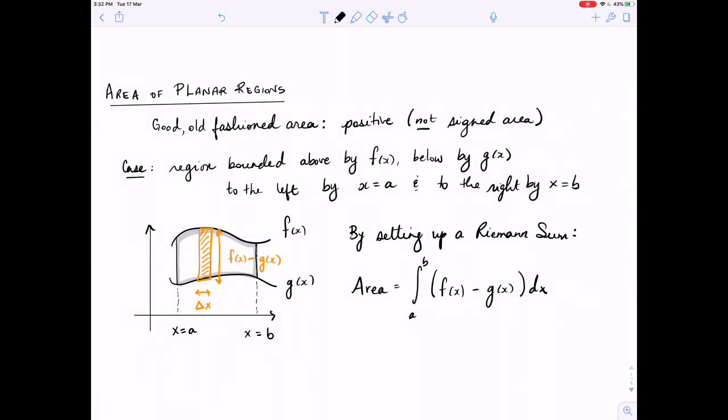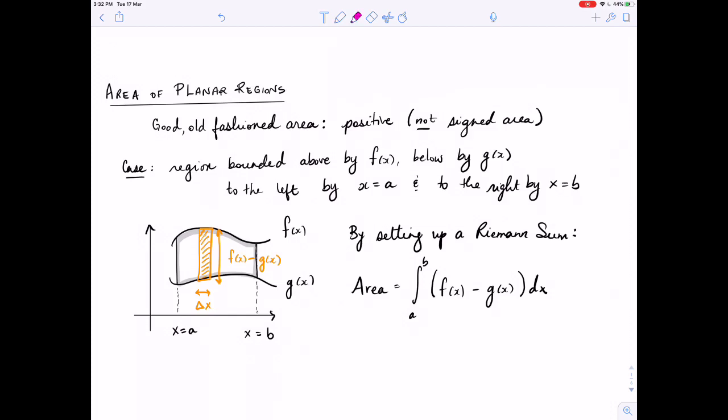Okay, so I wanted to review the very last thing that we covered before our semester was disrupted, and that is the area of planar regions. So this whole video is going to be a review of what we did in class. There's nothing new here, but just to remind us of what the very last thing we covered was so that we can move forward. So we talked about the area of planar regions, and we had said that that area is interpreted in the good old-fashioned sense.